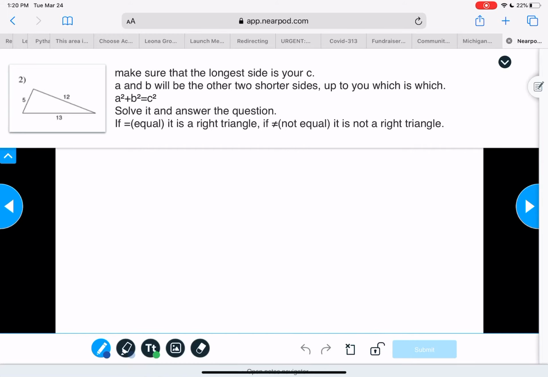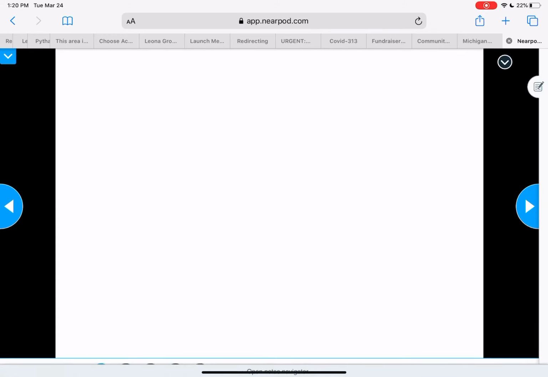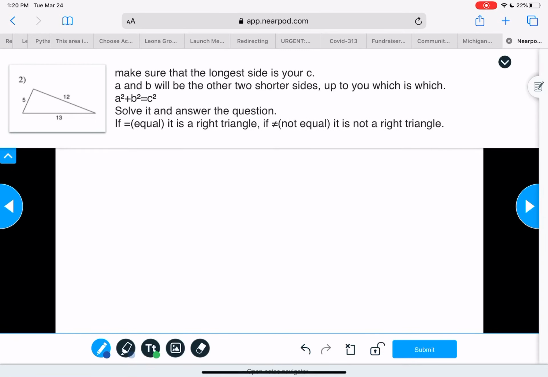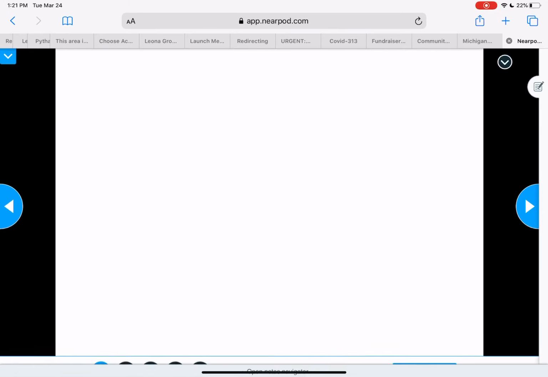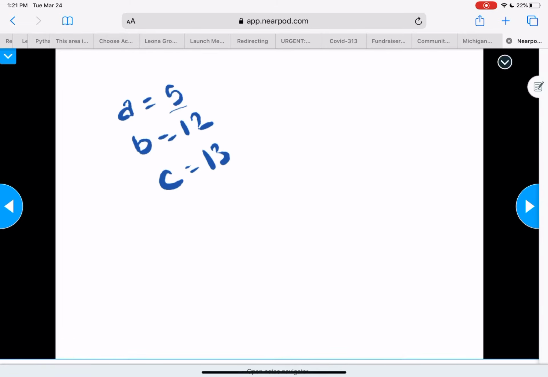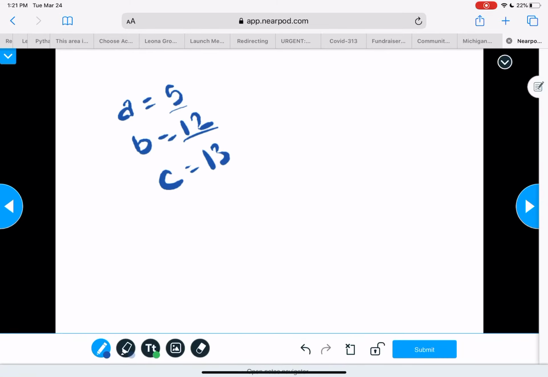So the question is, is this a right triangle? And here I also told you if it's equal, it is a right triangle. If it's not equal, it is not a right triangle. So I'll do this one with you guys. So we said A would have to be my 5, B my 12, and C my 13. As long as 5 and 12 are either your A and your B, you're fine.